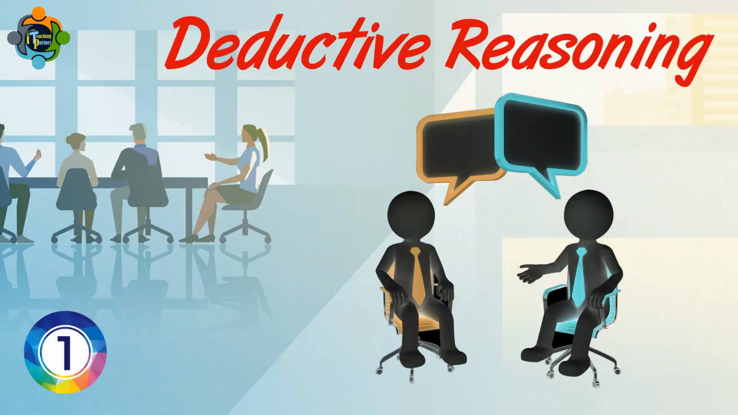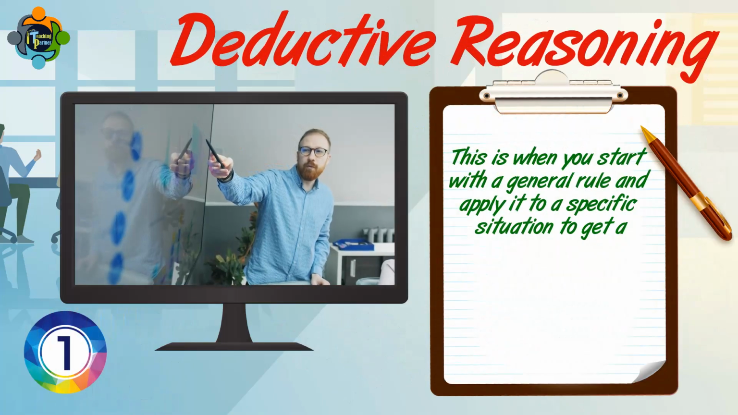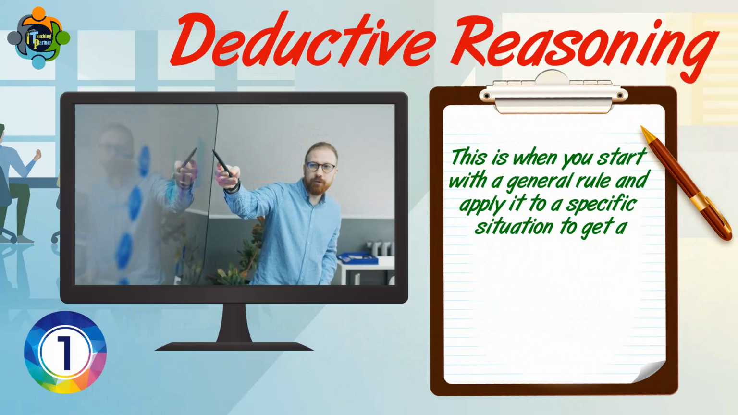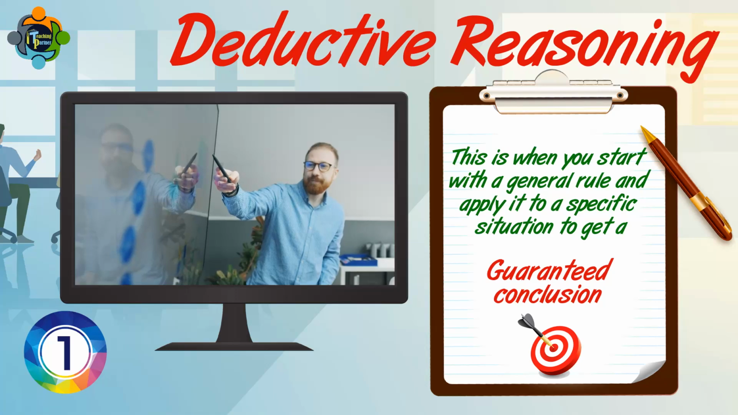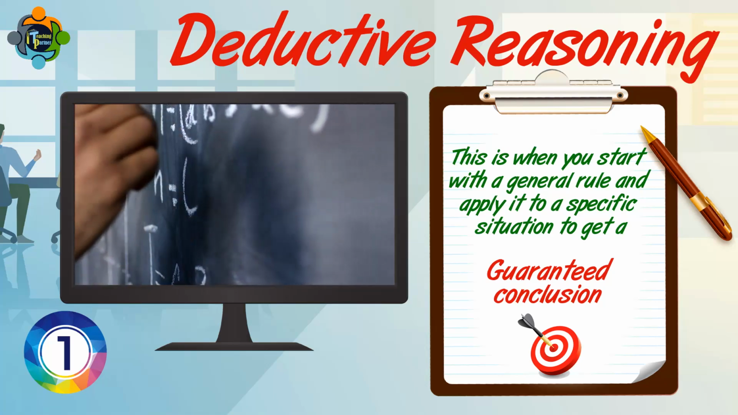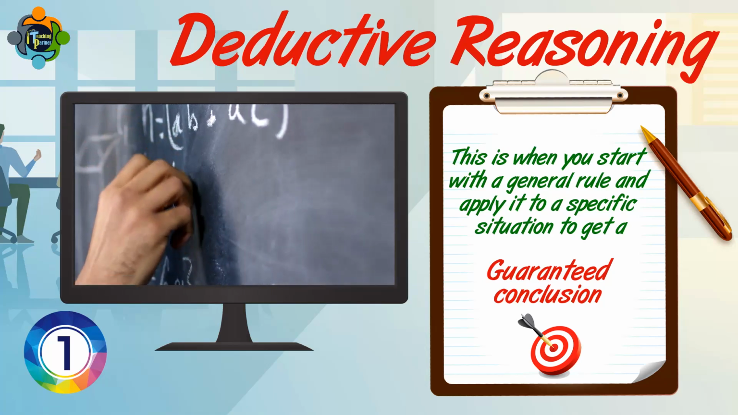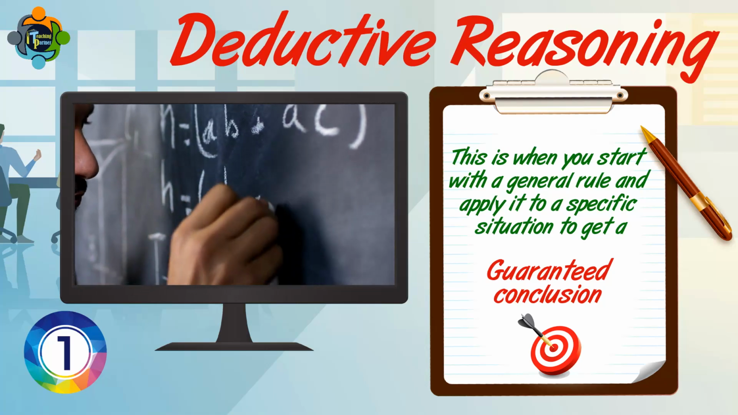Number 1. Deductive reasoning. This is when you start with a general rule and apply it to a specific situation to get a guaranteed conclusion. Think of it like a math formula. If the rule is true and the situation fits, the answer must be true.